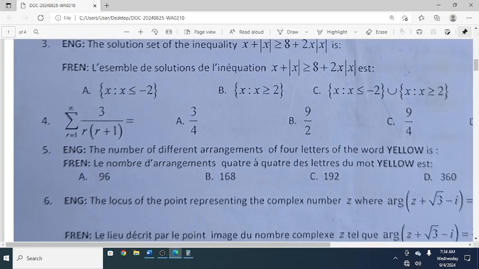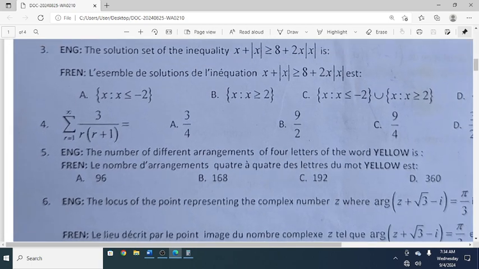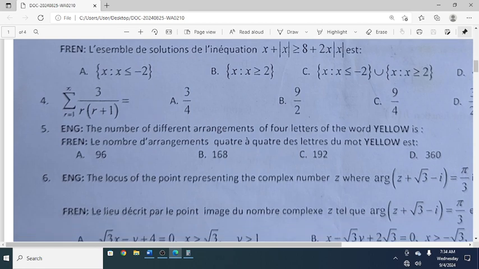So this is the fourth video as concerns the NAHPI 2023 math solution. We are with question 4. The question reads: the sum from r equals 1 to infinity of 3 over r times (r plus 1) is equal to, and we have options a, b, c and d. So let's dive straight away into the solution.